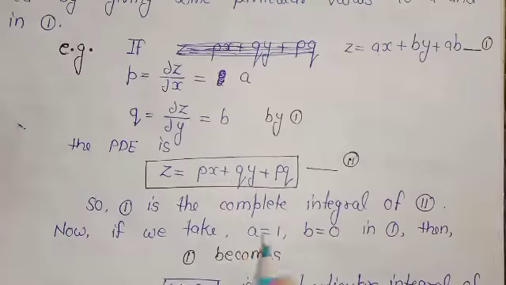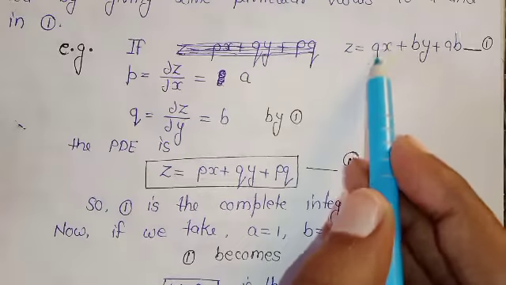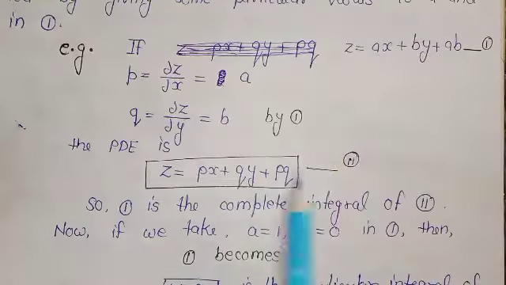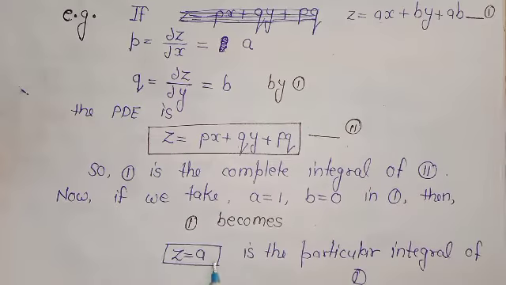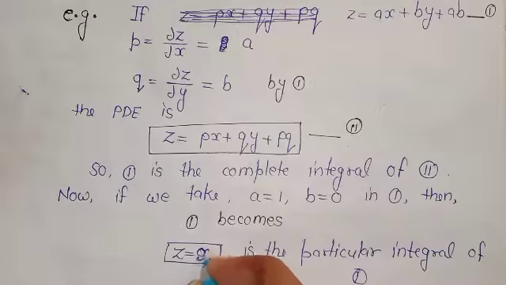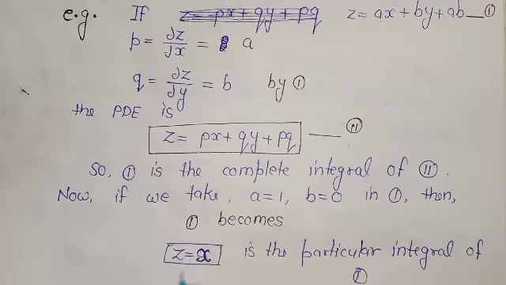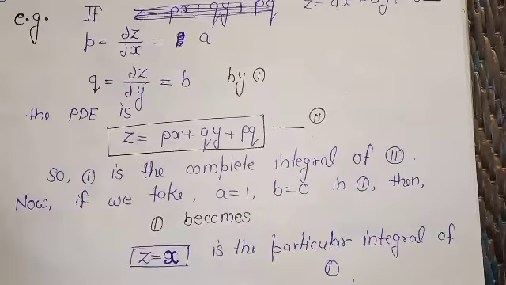Now if we give some particular values, a is equal to 1 and b is equal to 0, to this equation, then the first becomes z is equal to a, and this is obtained by giving particular values to the arbitrary constant. Sorry, this is x, because we are taking a as 1, so this will be z is equal to x. So I hope you understand the concept of complete integral and particular integral.